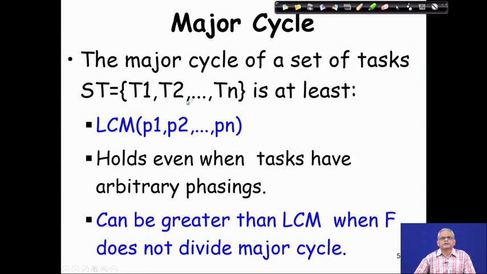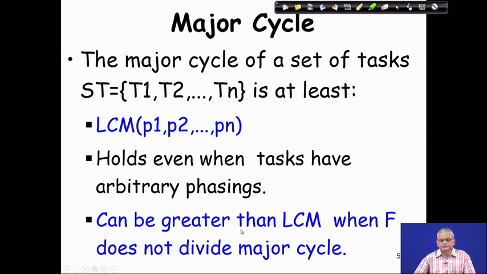So, the major cycle is decided by the LCM of the task periods, and even when the tasks have arbitrary phasings, still the cyclic scheduler can handle this, because for a few initial cycles until the phase time, the frame assigned to the task will remain unutilized, because the task instances will start arising after the phase is over.